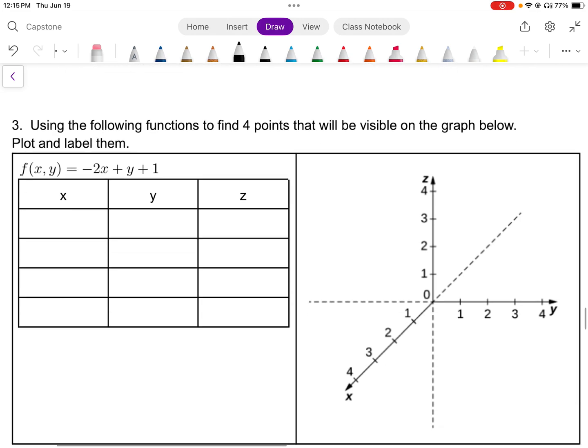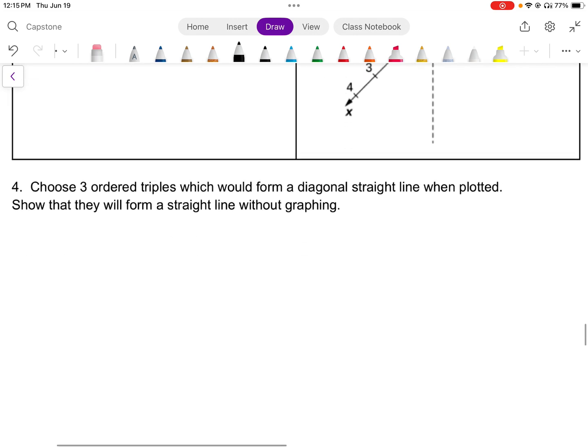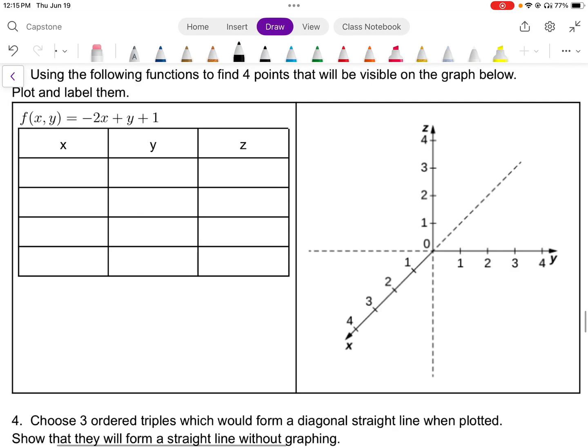Awesome. All right. Using the following functions, find 4 points that would be visible on the graph below. You're going to have to do a little bit of mental math to kind of figure that out. So I like to choose x and y being equal to 0 to start. F of 0, 0 equals -2 times 0 plus 0 plus 1. That's going to give us 1. So 0, 0, and 1.